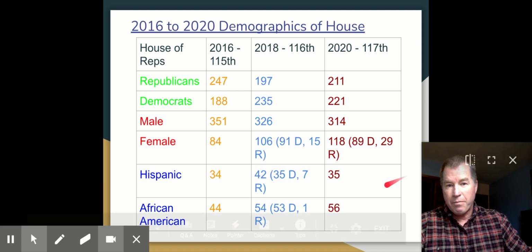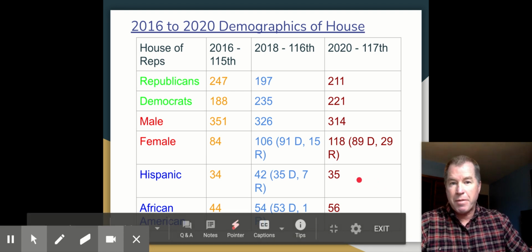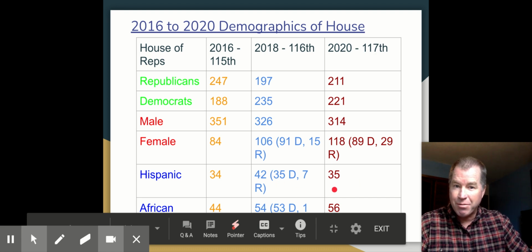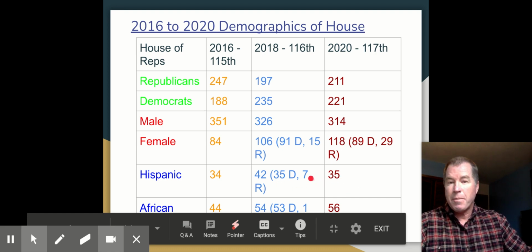What about ethnicity? With Hispanics, only 35 Hispanic members of the House. There were 42 last time. I don't have the party breakdown. So we've actually lost some Hispanic representation in the House.